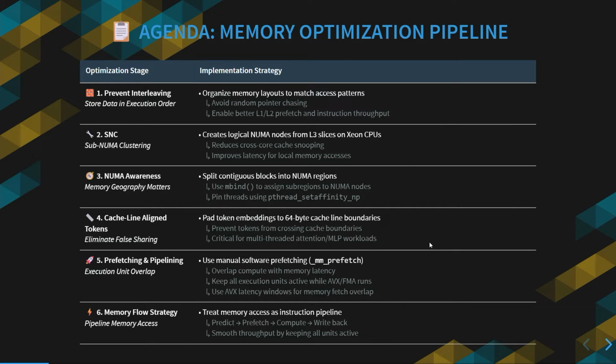And finally, all of this will come together in our memory flow strategy. We learn to treat the entire memory access process itself like an instruction pipeline. We predict what we need, we prefetch it, we compute on it, and then we write it back. And this is what ensures a smooth, continuous throughput by keeping all parts of the CPU active and productive. So that's the pipeline. As you can see, it's a logical progression from the ground up with the roadmap in mind. So let's dive into the first part.